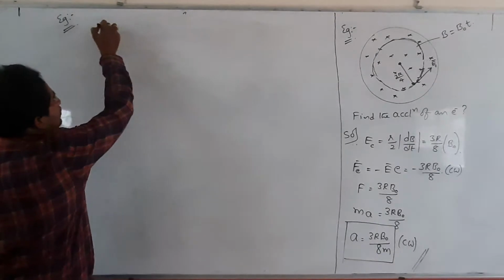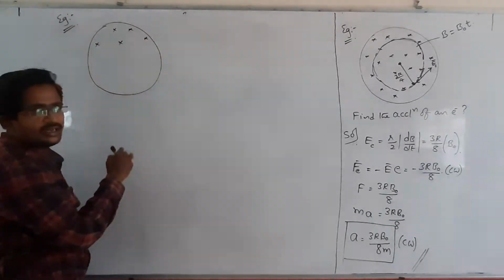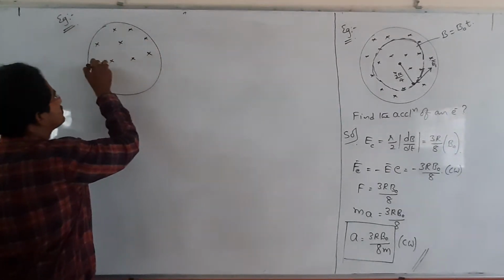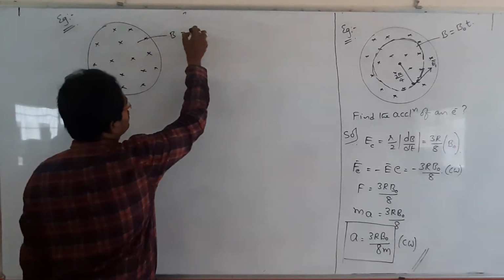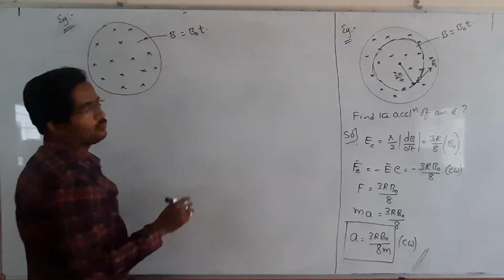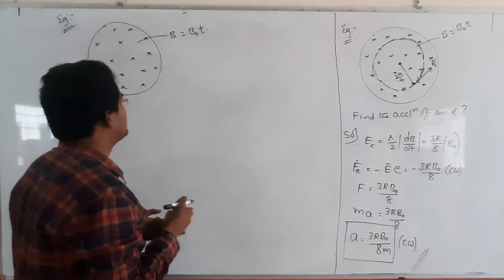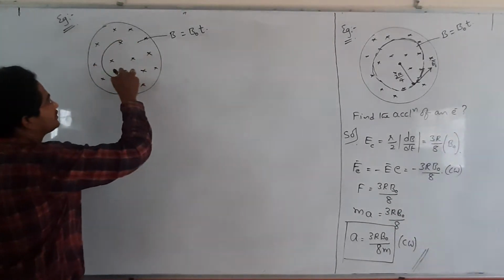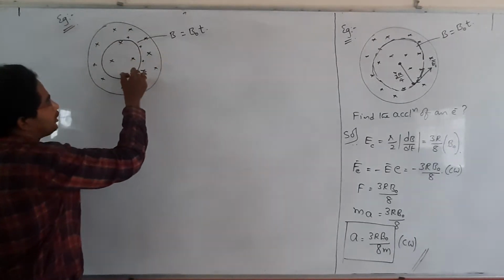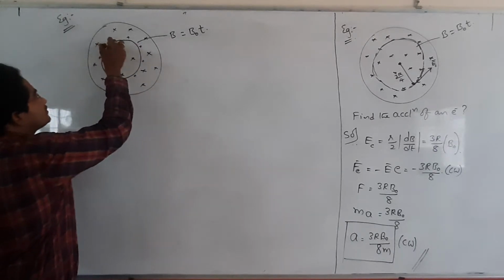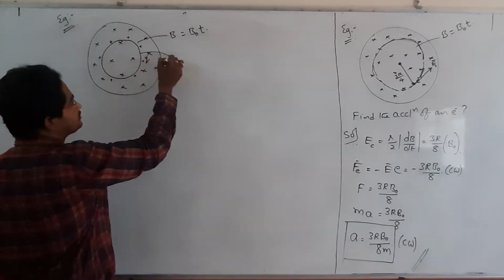There is a varying magnetic field in the circular region, of induction B naught t. What is the induction value? B naught t. In that region, I have placed a circular coil. It is charged with positive charge. The charge on the coil is Q. It is a coil.